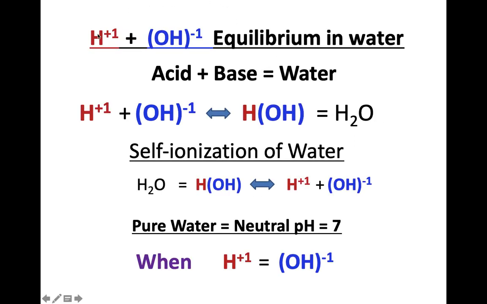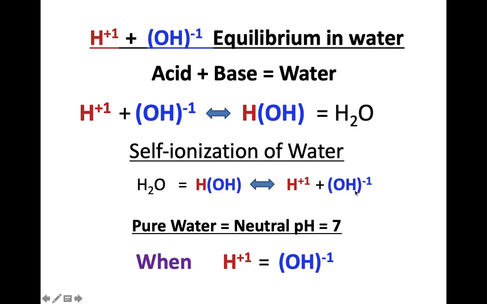Now, here we have in detail the H plus the OH in water. So we know acids and bases make water. So the H plus the OH reacts to make HOH, which is H2O, which is water. Now, notice this is a double arrow. This is an equilibrium. Okay, so what's happening in plain water is that not all of it is water. A very, very small amount of it is water breaking up into H's and OH's.